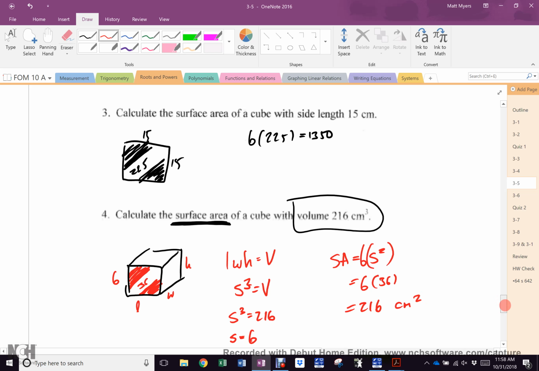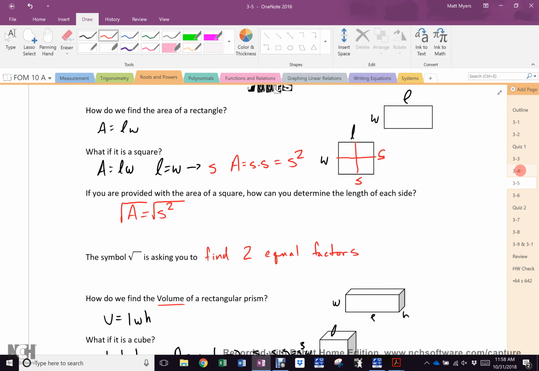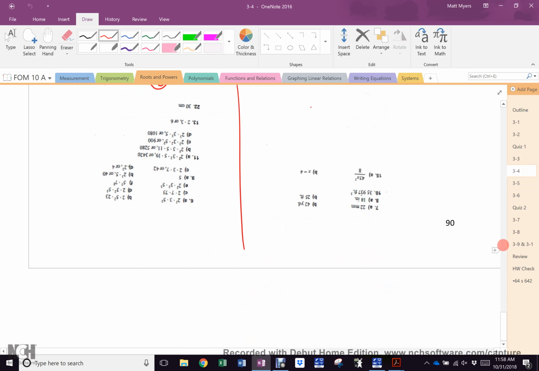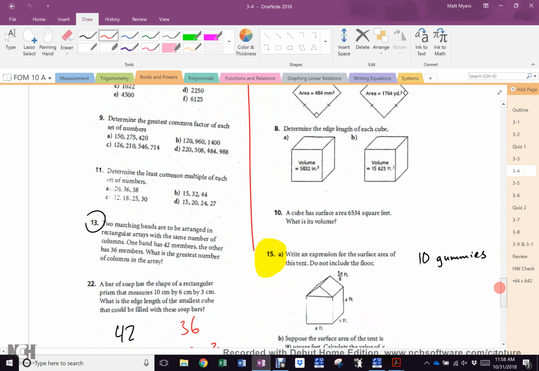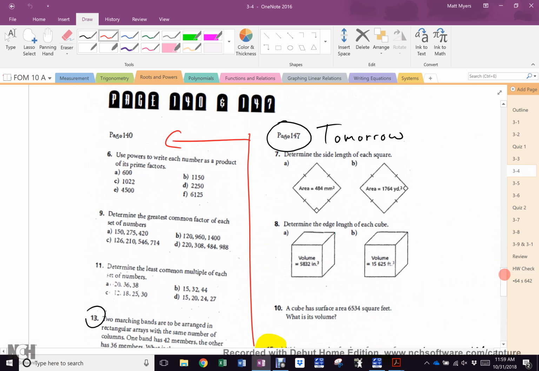Now, the last thing I asked you to do was the right-hand side of this page. These first 3 questions were super easy, weren't they? What's this one? 22. What's this one? 43? 42. That's what I thought. What's this one? 18. What's this one? 25. This is what we just did, yes?